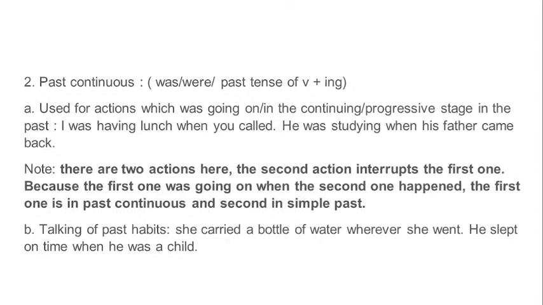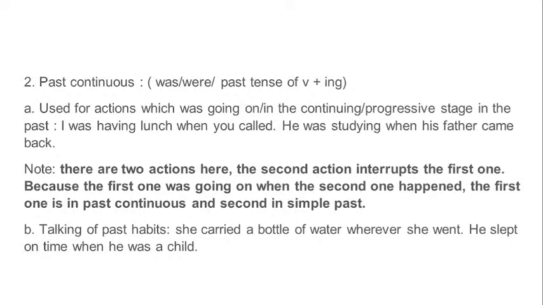He was studying when his father came back. Just the same as that. What are the two actions in the sentence? Studying and his father coming back, right? Both are actions. But note, both the actions are in the past tense. But his father coming has interrupted the action of studying. This studying action was in the progressive condition when his father came. Okay, it was not over till then, it was continuing.